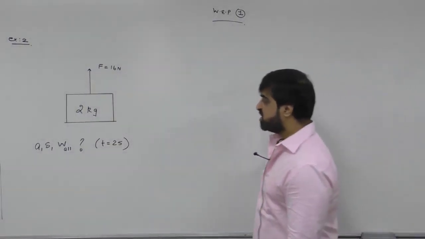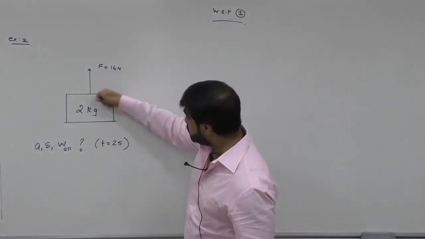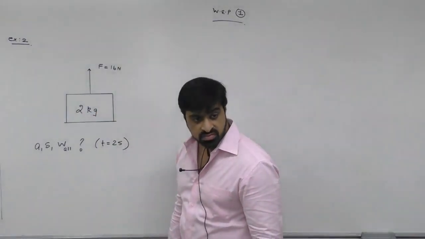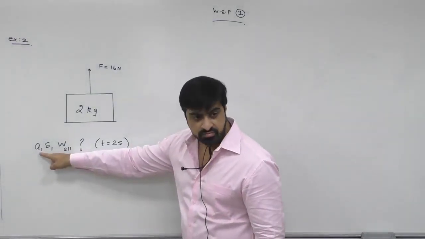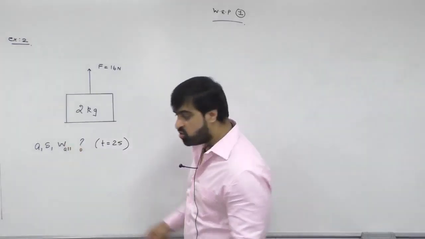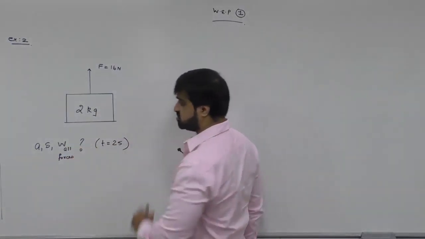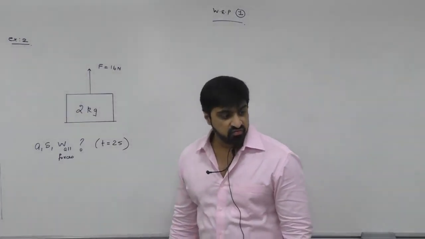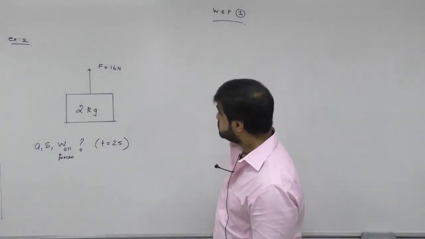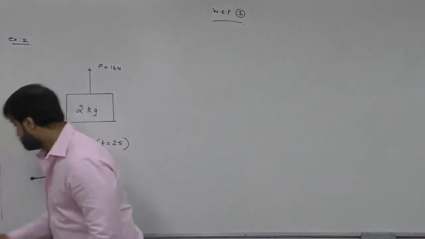There is a block of 2 kg and an external force of 16 Newton is applied to pull it. Find the acceleration of the system, the displacement, and the work done by all forces in a time of 2 seconds. Who is acting down? The weight.